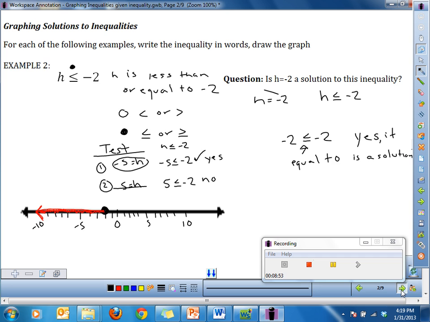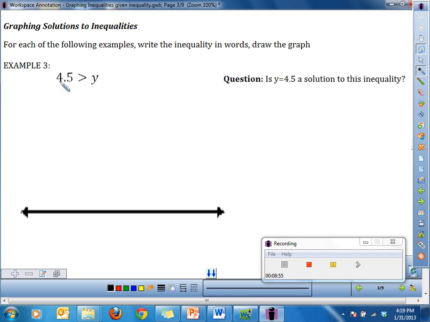Let's do another example. Let's say we had 4.5, an inequality symbol, and then a y. Now remember, we always want to read the inequality from the variable. So this I need to read from the y. It's saying that y is, and the inequality sign is eating the number, so y is less than 4.5. We cannot read this as 4.5 is greater than y. We must read it as y is less than 4.5.